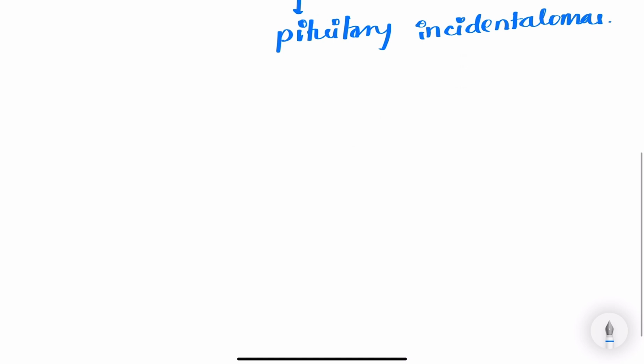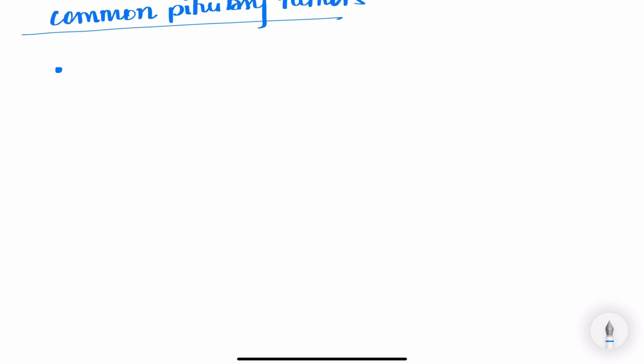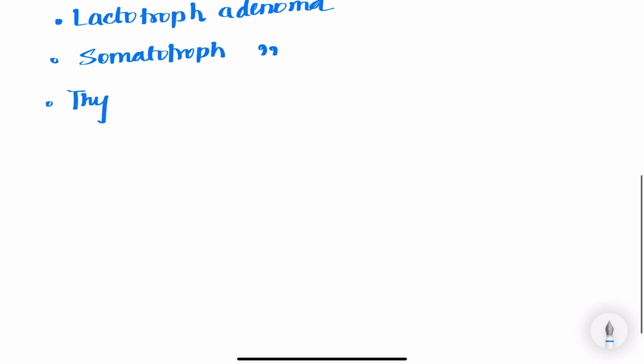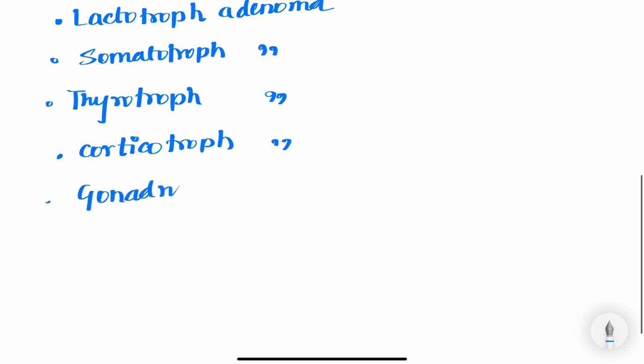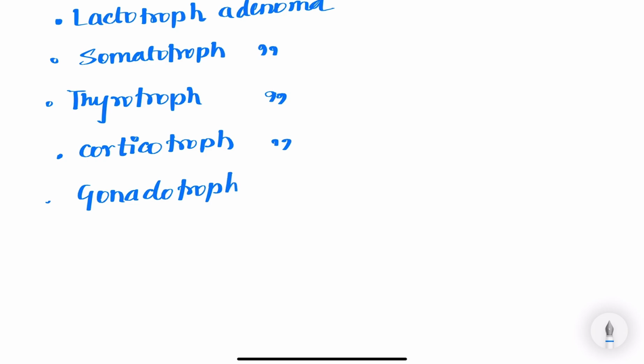Okay, so what are some of the common pituitary tumors? First is lactotroph adenoma, somatotroph adenoma, thyrotroph adenoma, corticotroph adenoma, and the last one is gonadotroph adenoma.